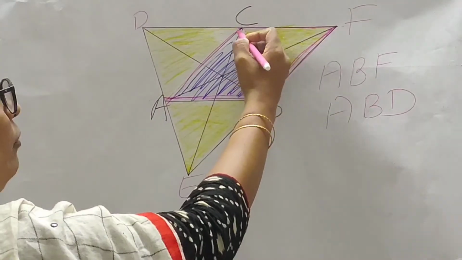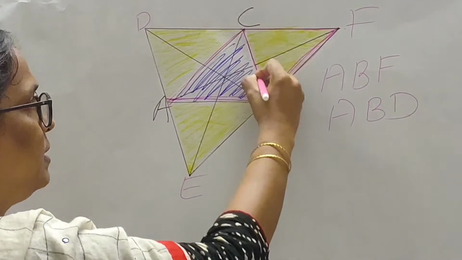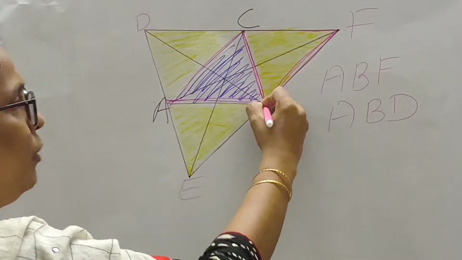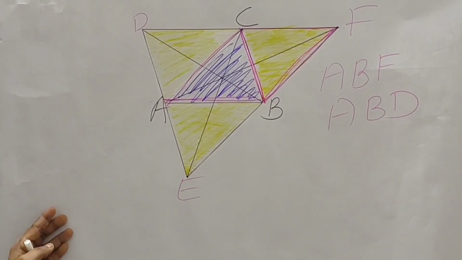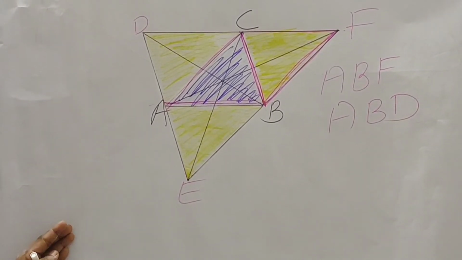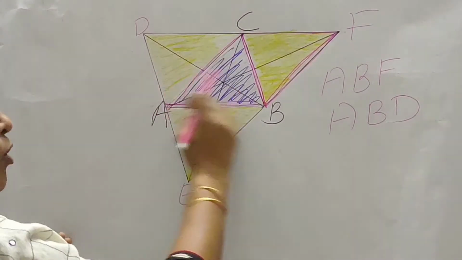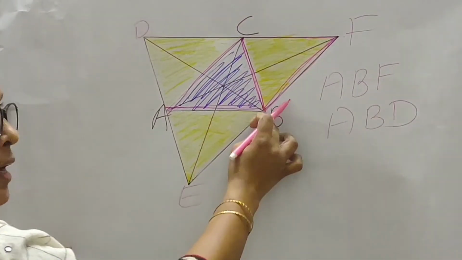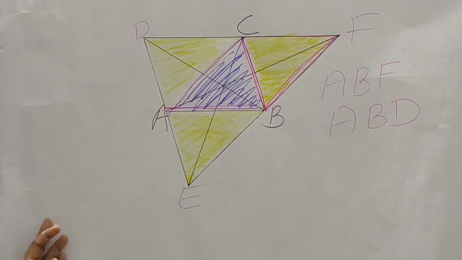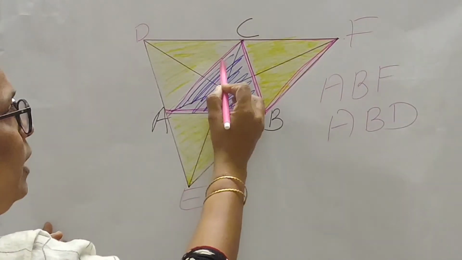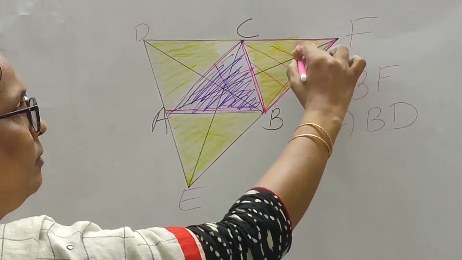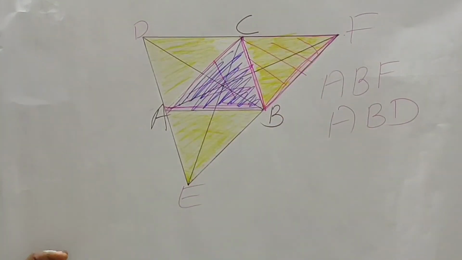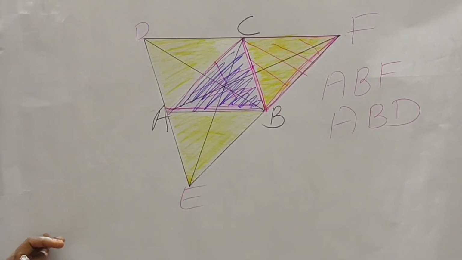And if we draw a diagonal BC here, we get two equal triangles, as you have learned in the lower classes. In a parallelogram, the diagonal divides it into two equal triangles. So this triangle and this triangle, these two triangles, are equal triangles. Equal triangles means they have equal area also.